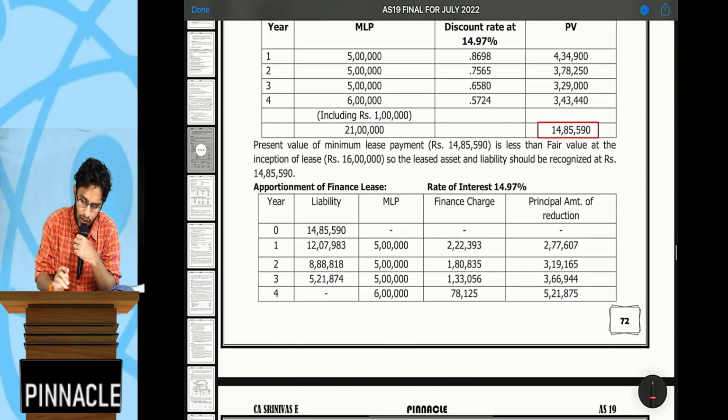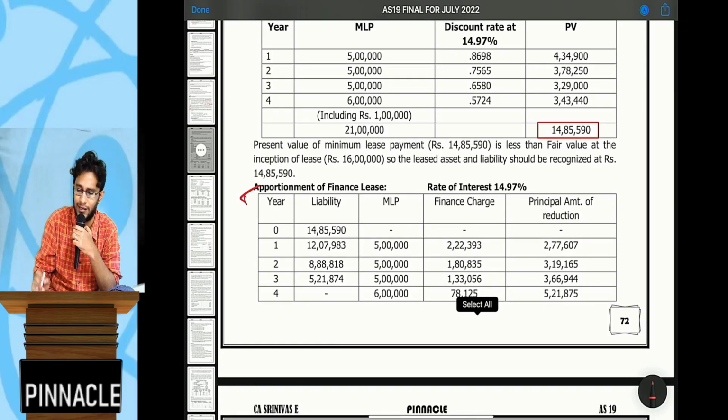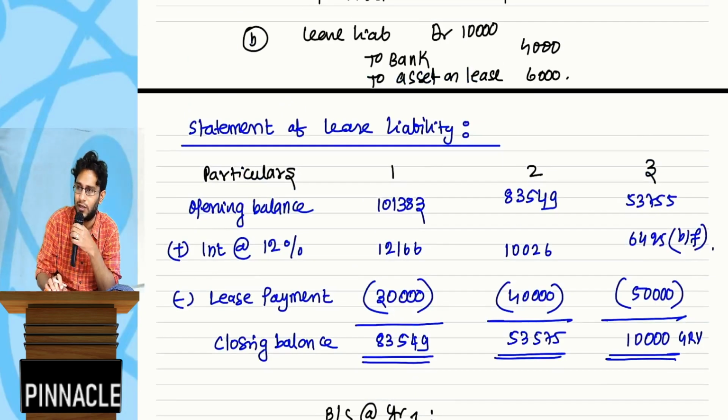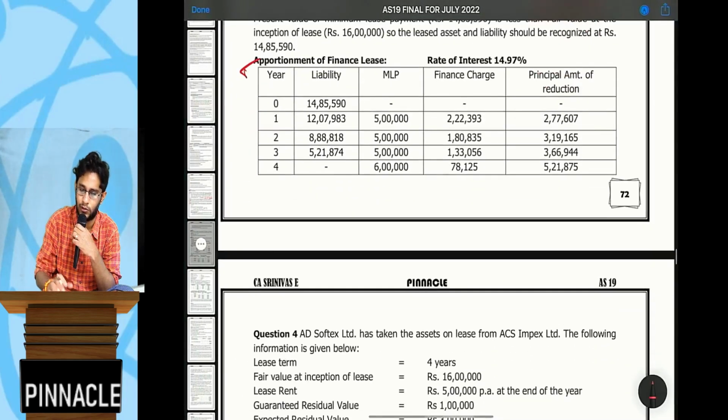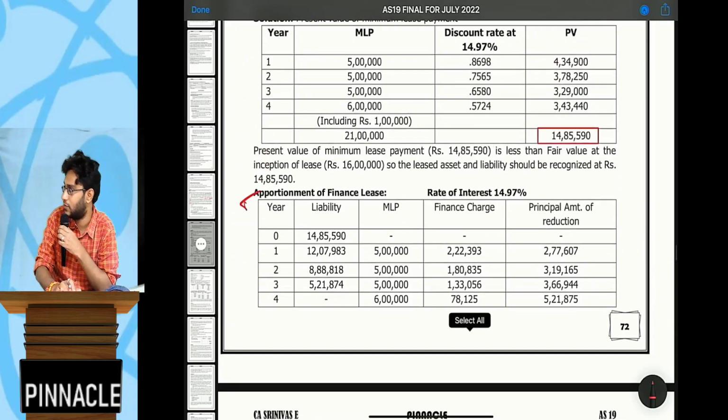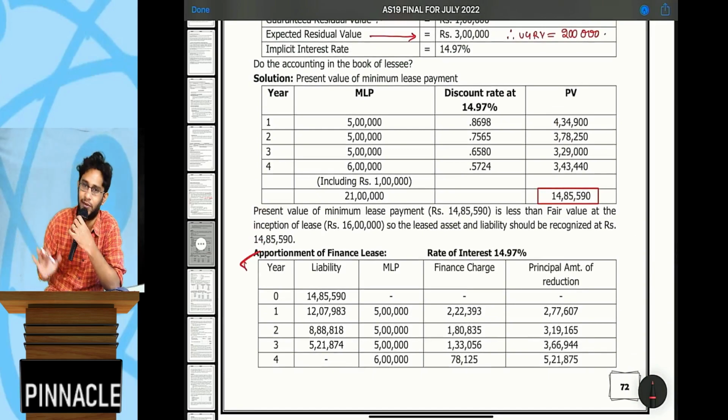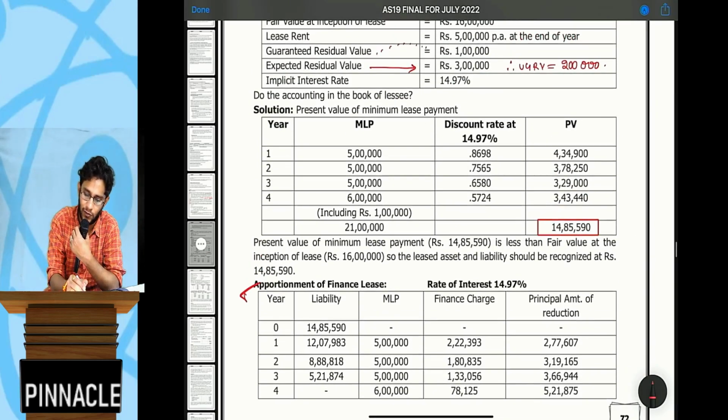Then every year there is apportionment of finance lease. What is that apportionment? That's nothing but the tables we have drawn, with 1, 2, 3 in the columns: opening balance, interest, lease payment, closing balance. Some questions directly ask you to do this table. But what he asked here is accounting; he did only the table, and the accounting is in it if you carefully observe.